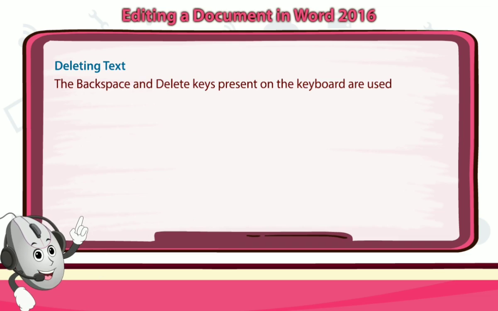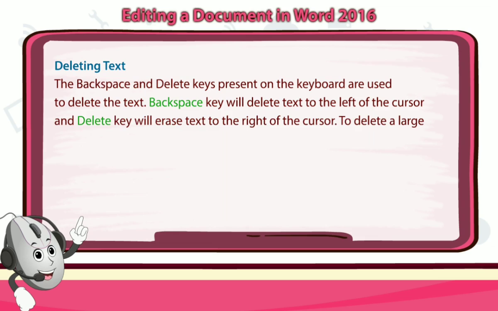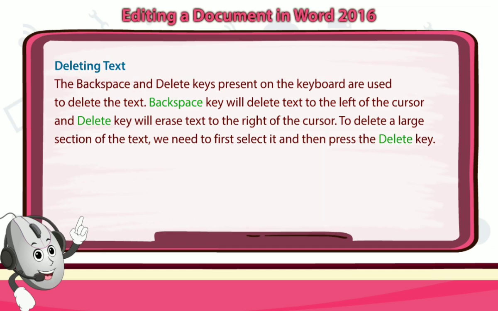Deleting text. The backspace and delete keys present on the keyboard are used to delete the text. The backspace key will delete the text to the left side of the cursor, and the delete key will erase to the right side of the cursor. Both keys are used to delete. To delete a large selection of text, first you need to select it and then press the delete key. So all the selected text will be deleted.